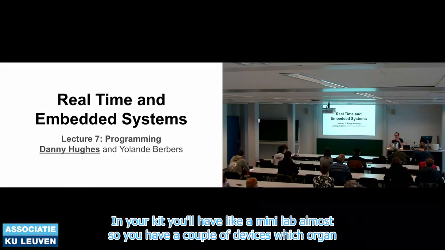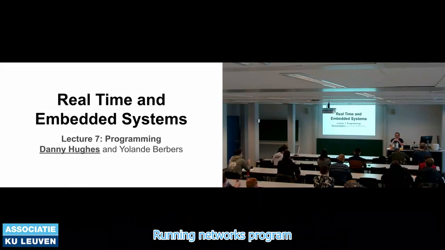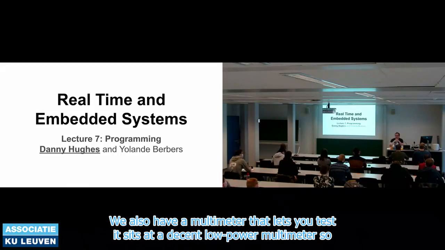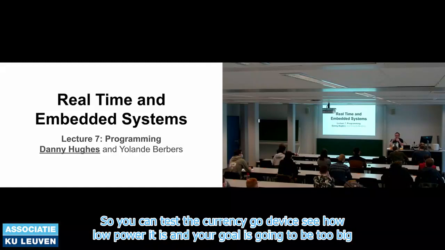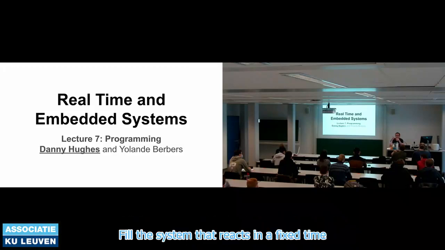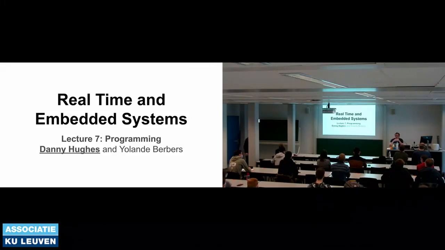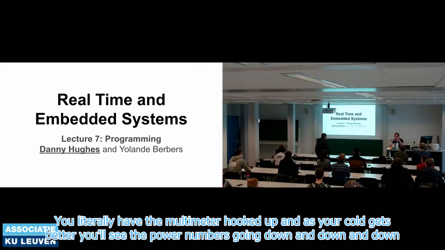In your kit, you'll have almost a mini lab. You have a couple of devices which are going to run a networked program. Again, I'll leave the details of the assignment for next week. But you'll also have a multimeter that lets you test. It's a decent low power multimeter, so you can test the current of your device, see how low power it is. Your goal is going to be to build a system that reacts in a fixed time to these networked events, but one that's as low power as possible. At the end of the assignment, you'll literally have the multimeter hooked up. And as your code gets better, you'll see the power numbers going down and down and down.